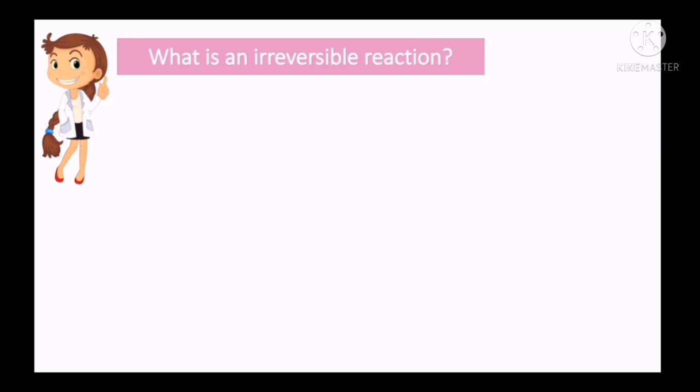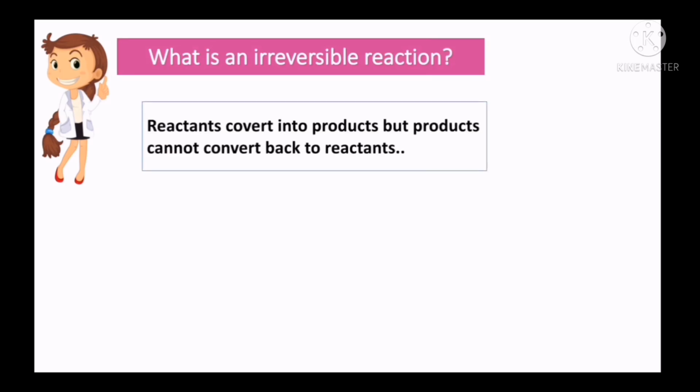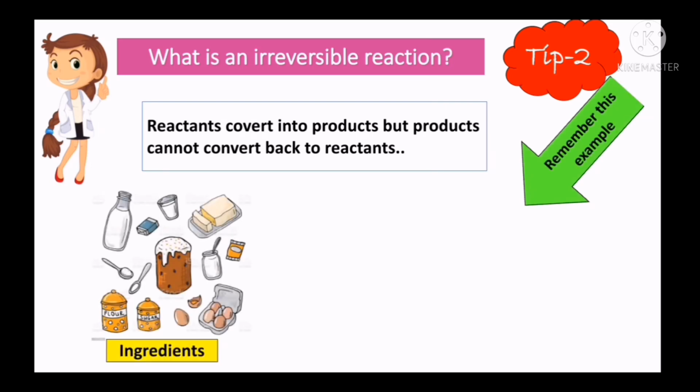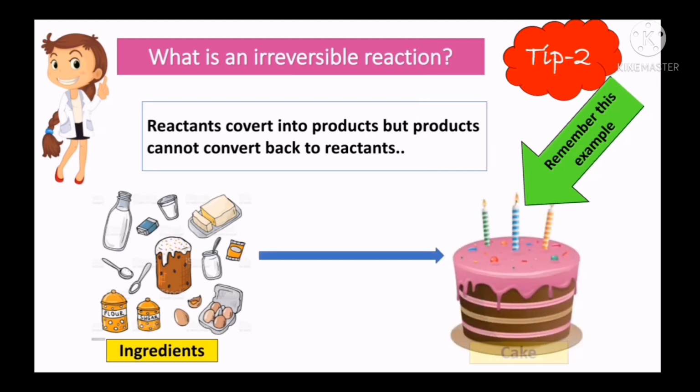So let's see what an irreversible reaction is. Irreversible reactions can convert reactants into products, but products cannot convert back to reactants. I think my tip number 2 will help you remember this fact. You can easily make a cake from its ingredients, but can you go through the same process backwards? I mean, you can't turn a cake into its ingredients again, right?